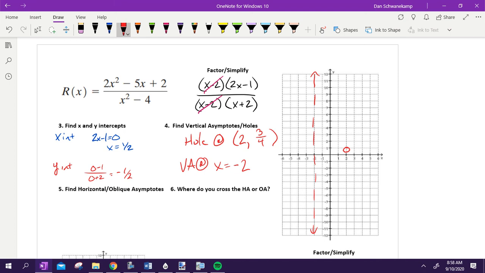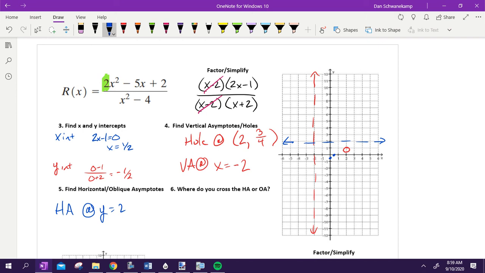What is true about the degree on top and bottom? They're the same. So since they're the same, we're looking at leading coefficients. So it's a 2. So we can draw a horizontal asymptote at 2. I erased these from earlier, but I have an x-intercept at 1/2 and a y-intercept at -1/2.